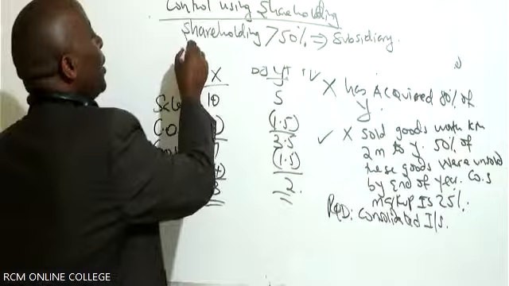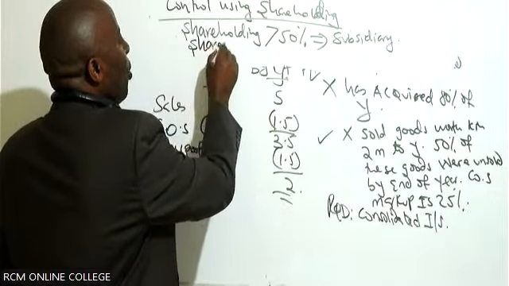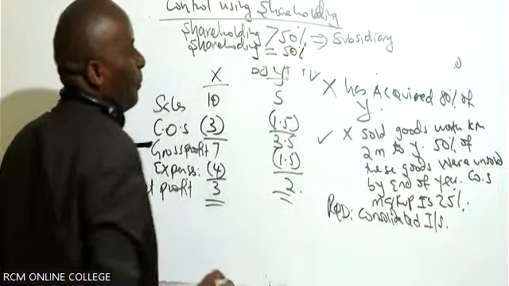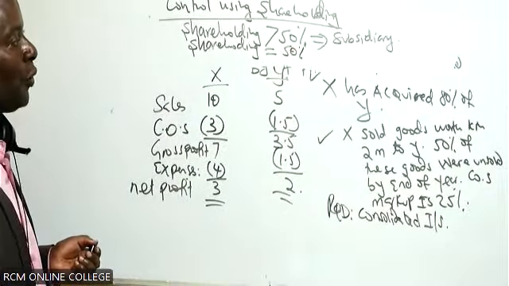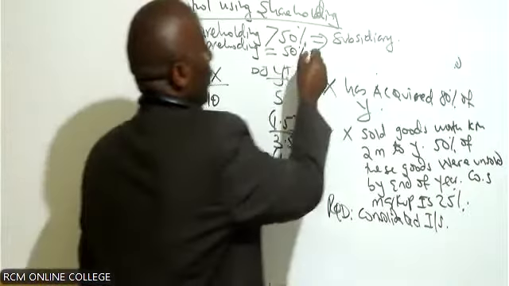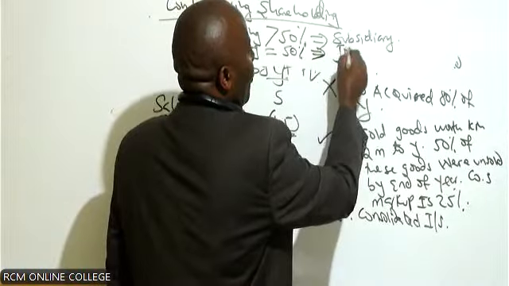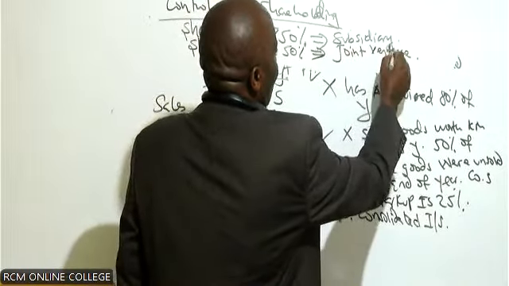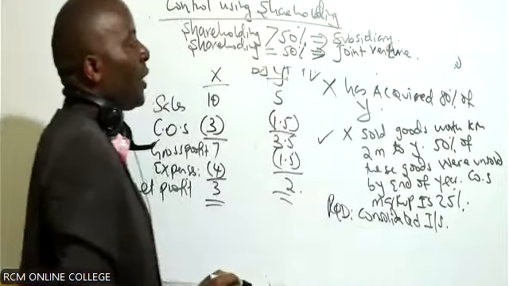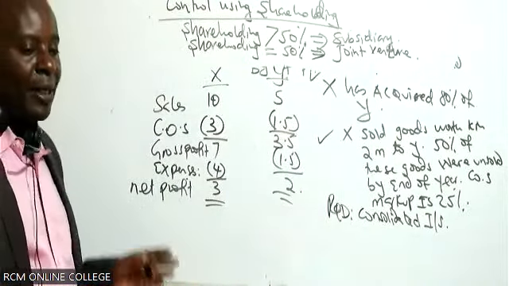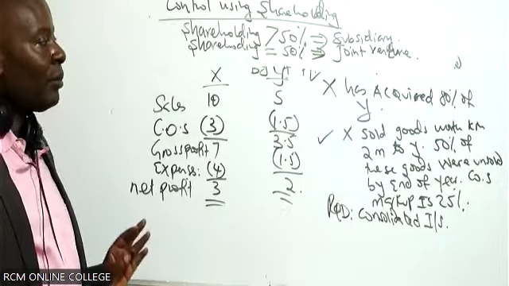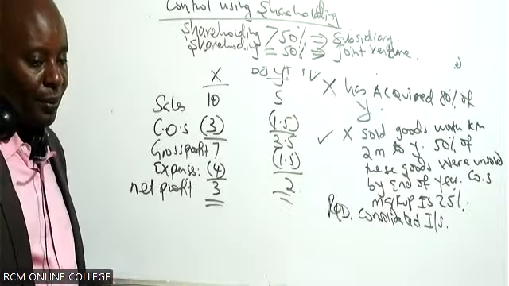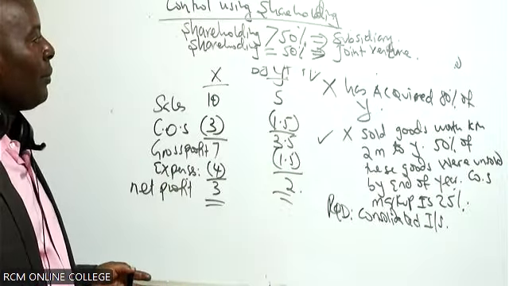And then when we have this shareholding being exactly equal to 50%, then this becomes a joint venture. Mr. 50%, joint venture. You're jointly controlling that venture. It's a joint venture.